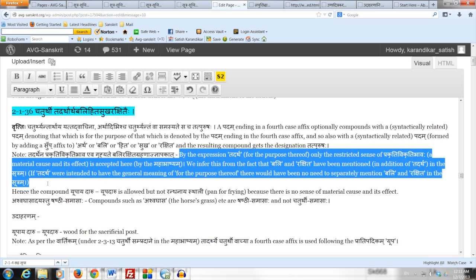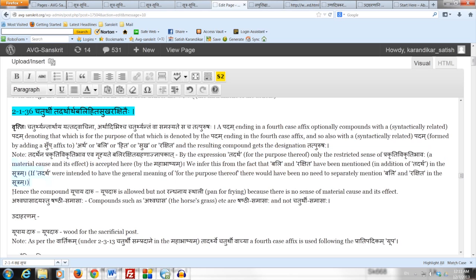Hence the compound Yupaya Daru equals Yupa Daru, meaning wood for the sacrificial post. Here the wood is the material cause. It is transformed into the sacrificial post. The sacrificial post is fashioned out of the wood.